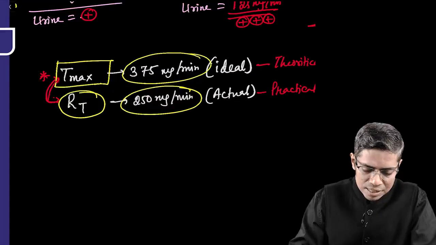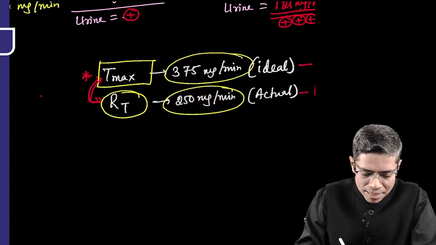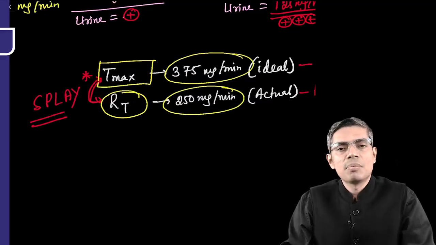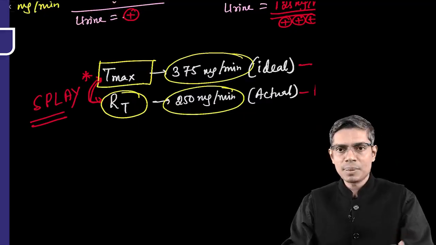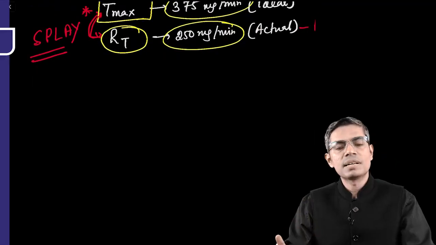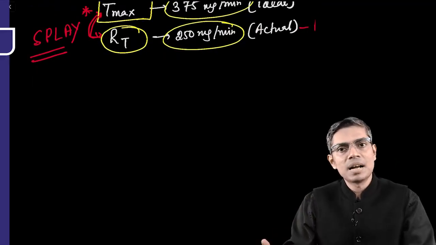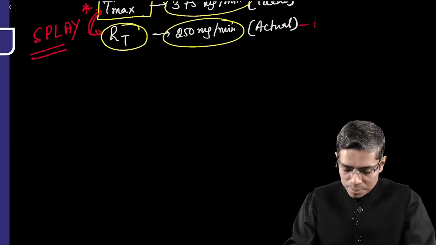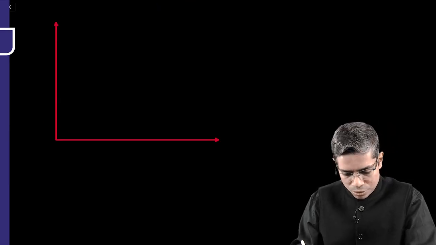This difference is known as the splaying effect of kidney. This is known as splay, the splay effect of glucose reabsorption. Getting my point? So the difference between the theoretical value and the practical value, the difference between the ideal one and the actual one, is the splay. Okay, so this splay is sometimes explained with the help of a graphical representation, which can be given as an image-based question.